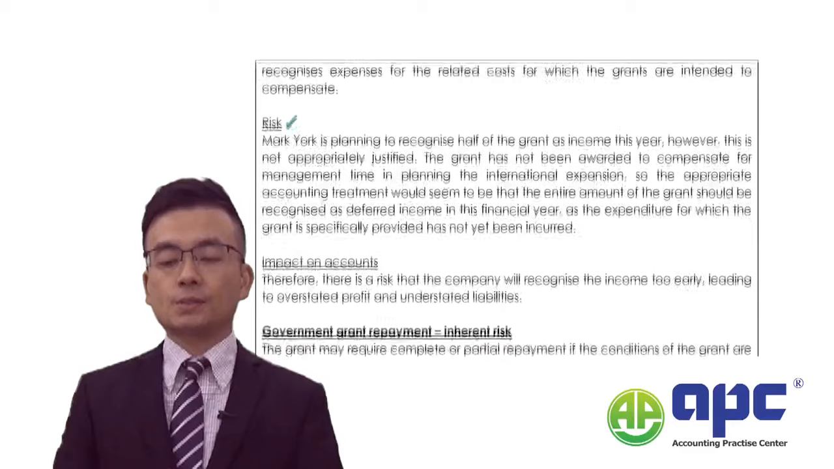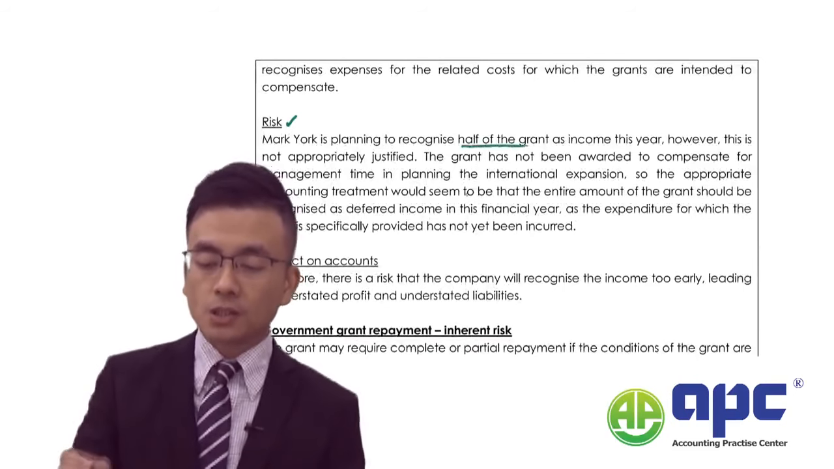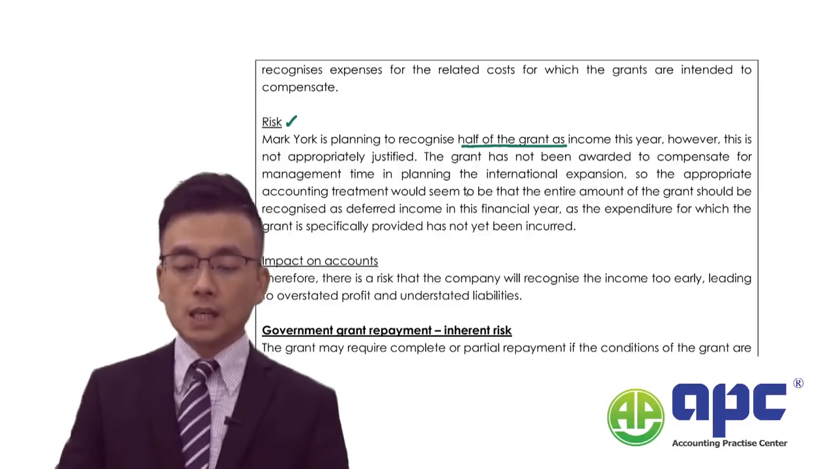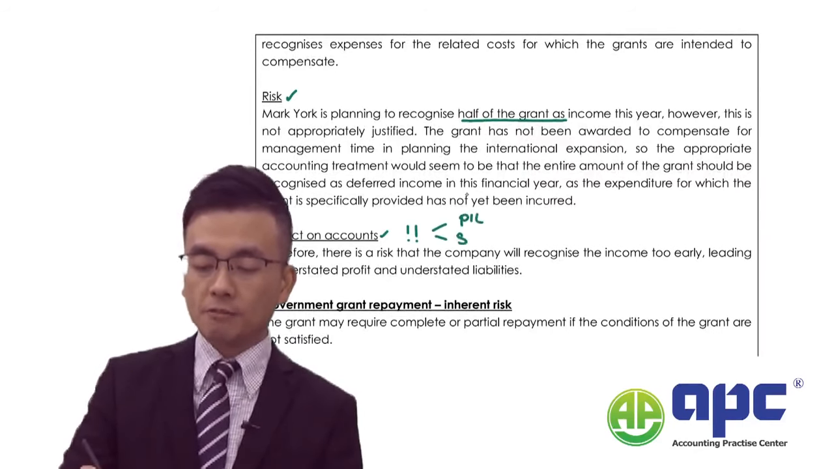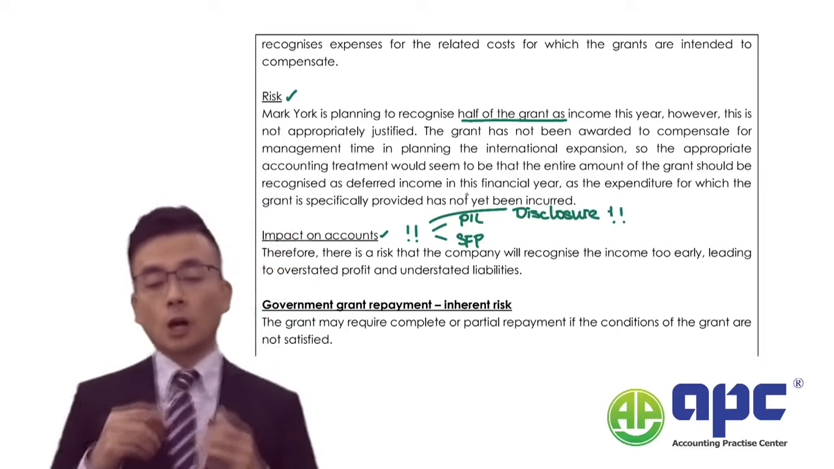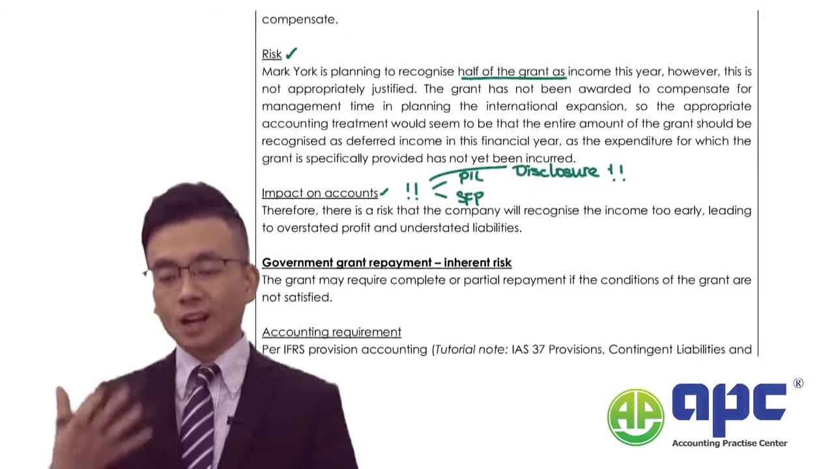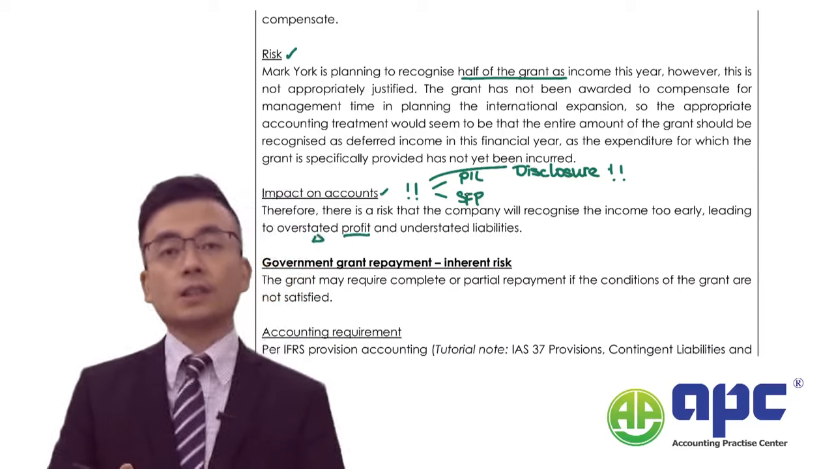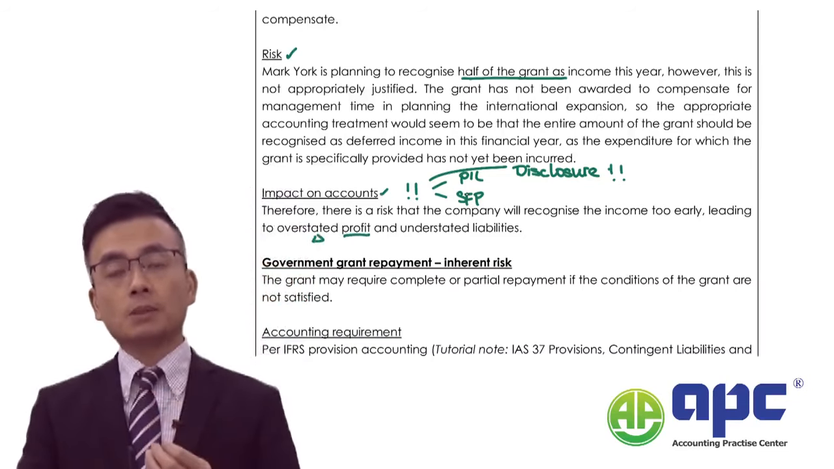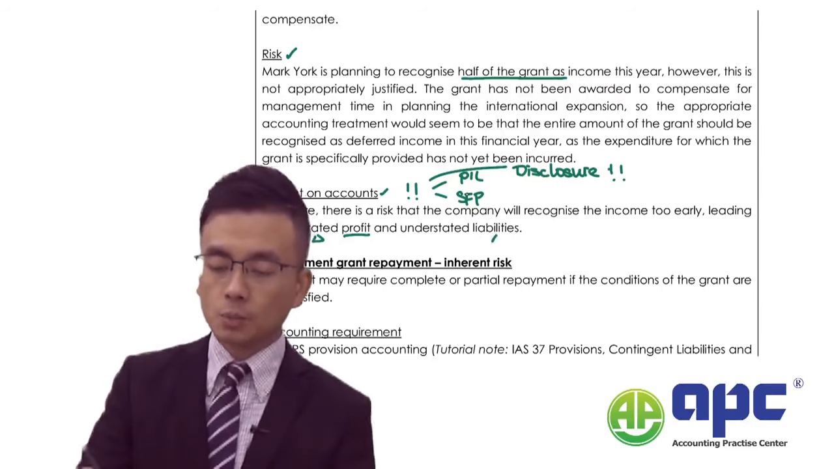And the risk is that the transaction or the accounting entries are not properly done because the CFO decides to recognize half of that in the P&L. That's not correct. So the impact on accounts, you must say that the impact on the P&L, impact on the SFP, impact on the disclosure, potentially, separately. Okay? You can't simply say the financial statements would be misstated. No. You have to say that if you recognize the income too early, this means that your profit will be overstated in the P&L. At the same time, the deferred income liability, which should have been recognized but has not actually been recognized, and therefore liabilities will be understated.